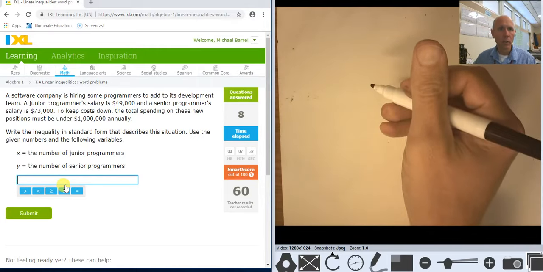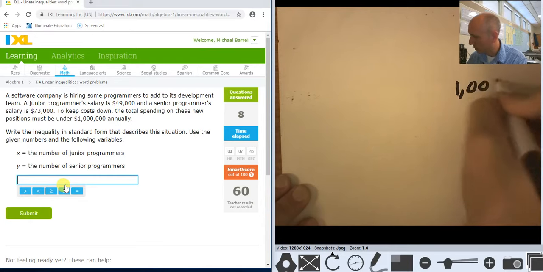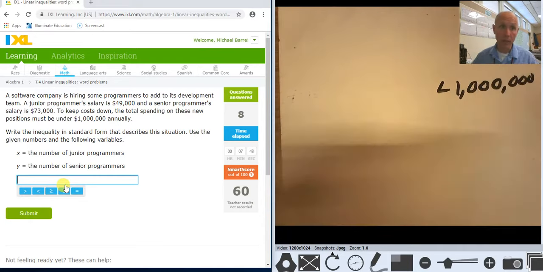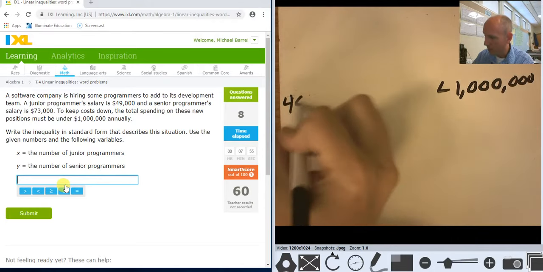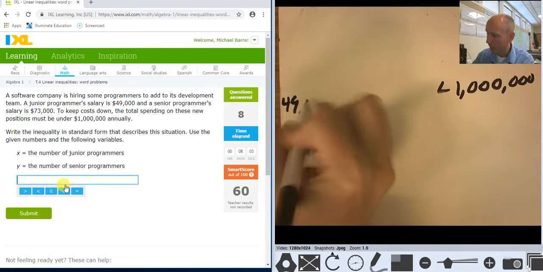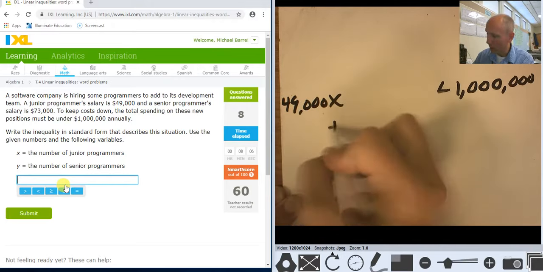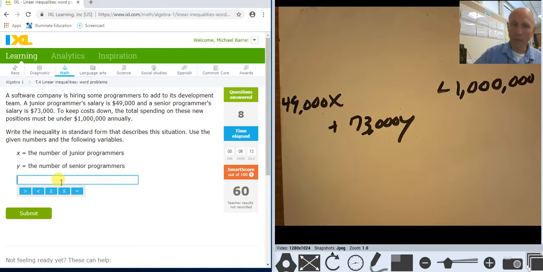A software company keeps programmer costs down. They have to spend under $1 million. It says under, so I'm gonna stay totally under that. I'm gonna confuse you if I use that variable. So 49,000 for a junior programmer plus 73,000 for a senior programmer, and I have to stay less than $1 million.